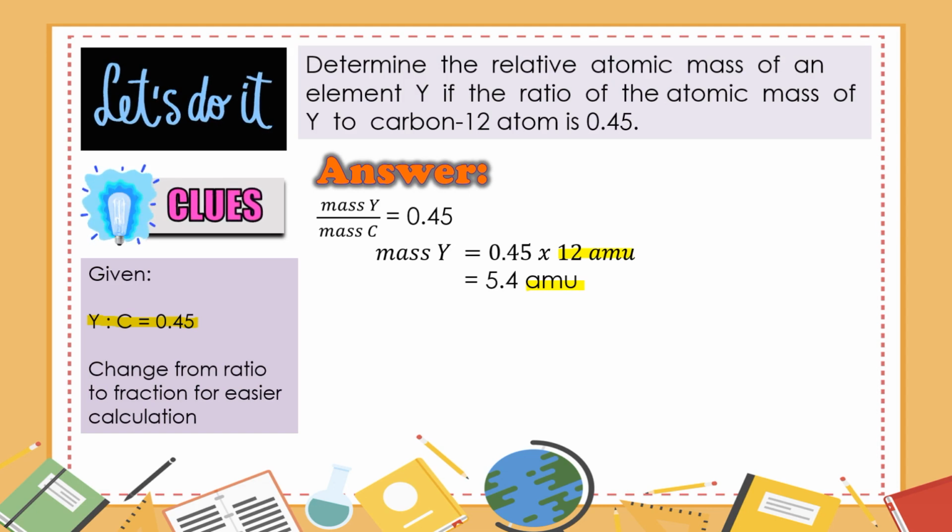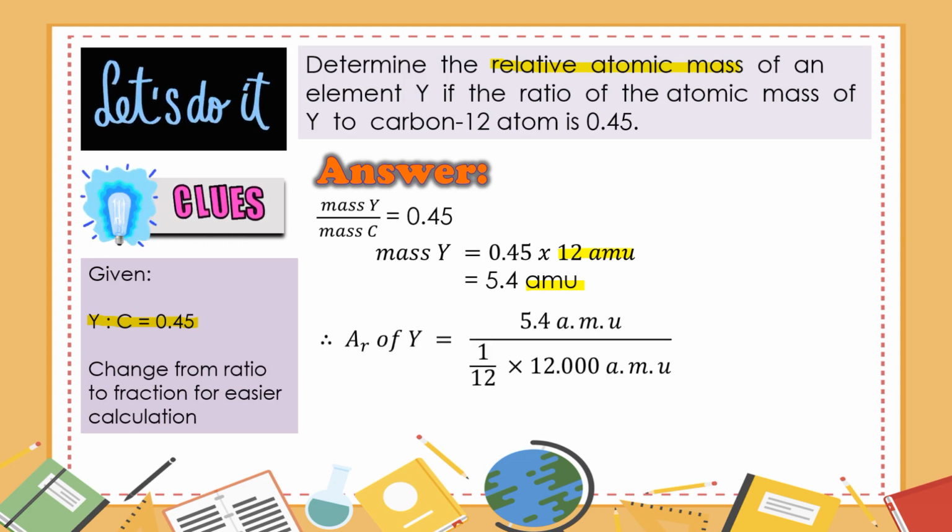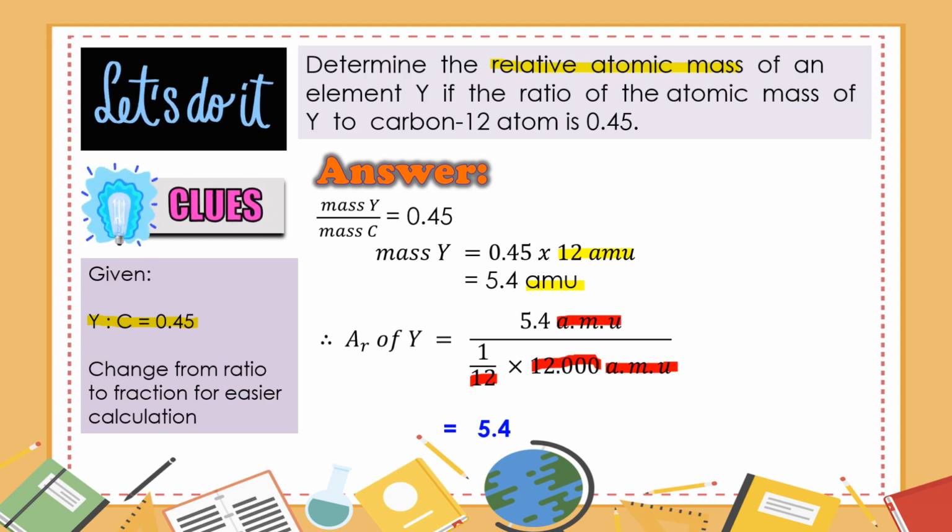Now, we have to refer back to the question. The question asks you to calculate or determine the relative atomic mass, meaning that it should have no unit. However, in this calculation, they still have unit. So therefore, you have to perform the second step, okay, by using the formula of relative atomic mass. Now we can cancel out the unit of AMU, okay, and the final answer is 5.4.